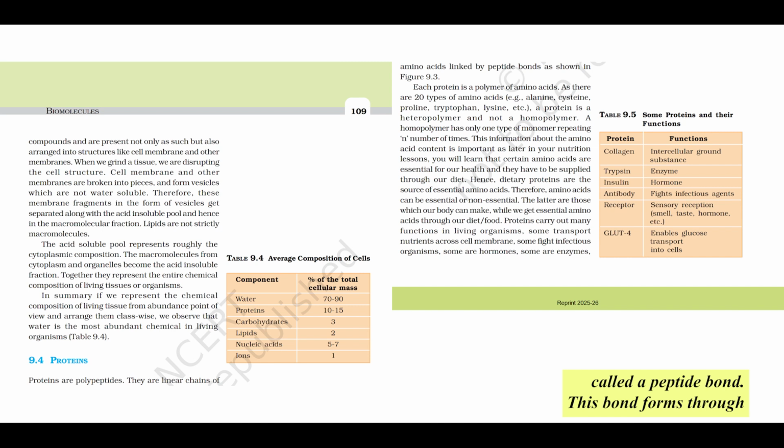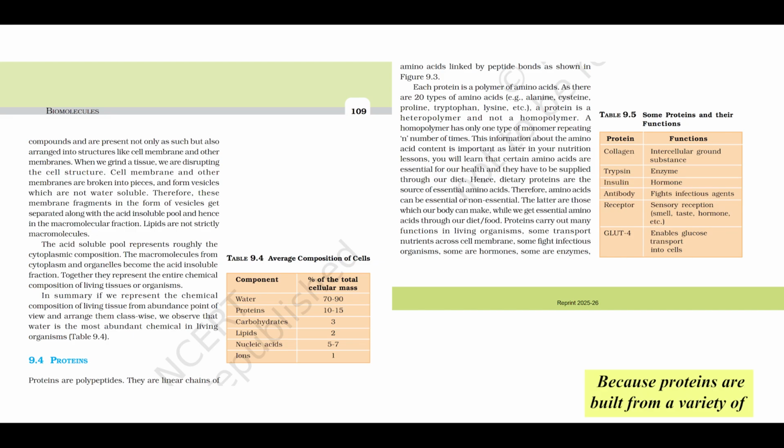Peptide bond, okay. This bond forms through a condensation reaction. A molecule of water is removed when two amino acids join together. Now, here's a crucial point. Each protein is a polymer made of amino acid monomers. How many different types of amino acids are commonly used to build proteins? 20, you said earlier. Exactly, 20 different types: alanine, cysteine, lysine, etc.